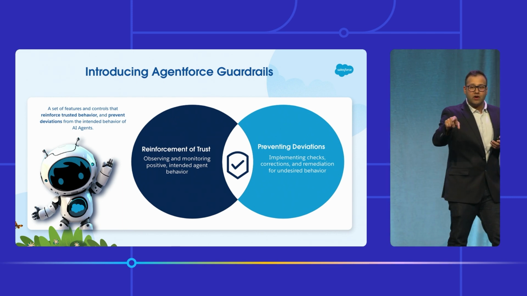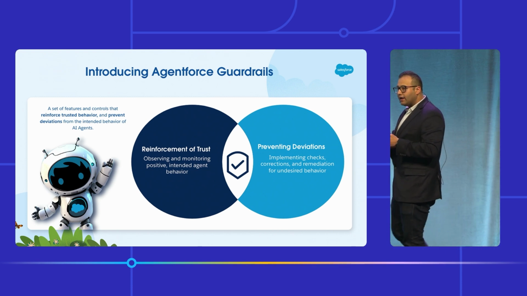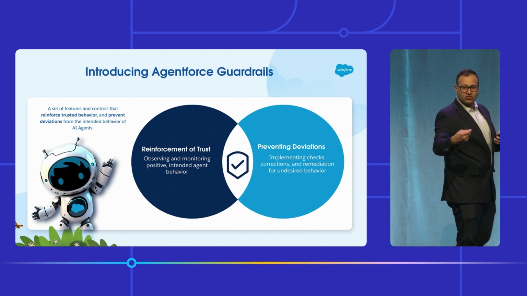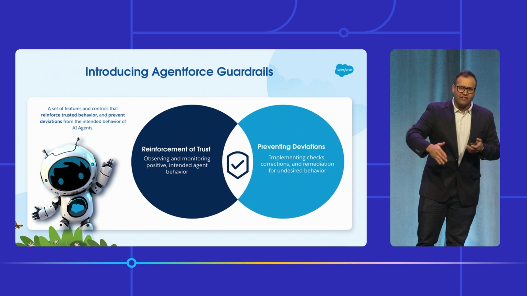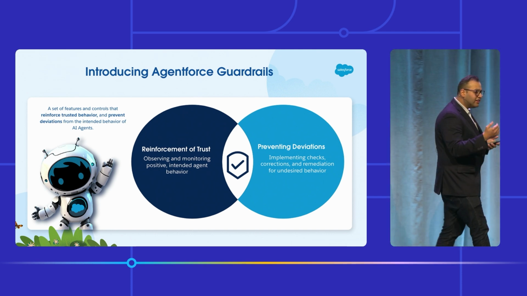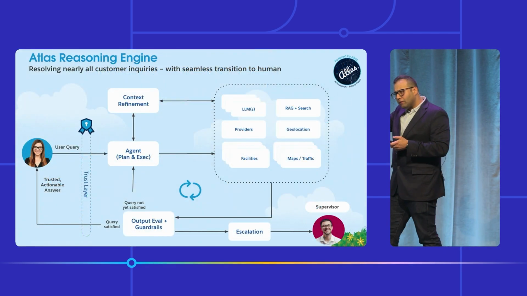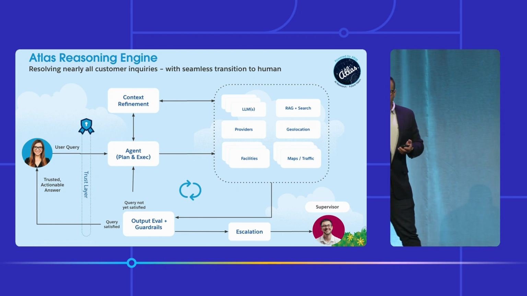And then the second part of it is, when there's deviations, how can you accurately and quickly detect these deviations, explain and reason about these deviations, and then course correct to bring the agent back onto the rails. And there's a set of features that we have within the Atlas Reasoning Engine. I want to dive deeper into the architecture of the brain of Agentforce, which, if you saw the keynote today, we spoke about the Atlas Reasoning Engine.